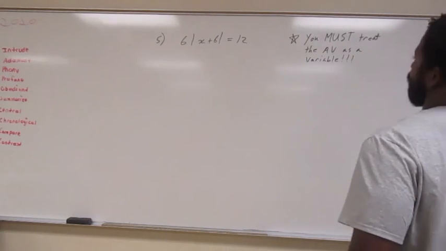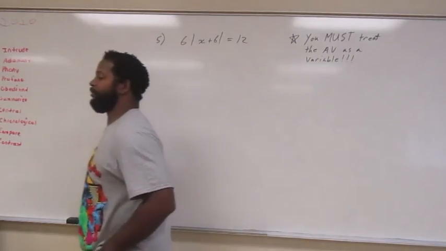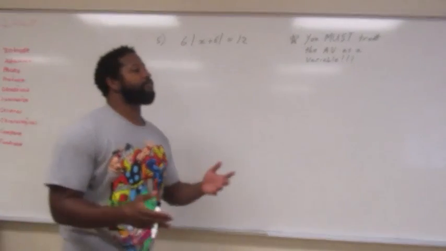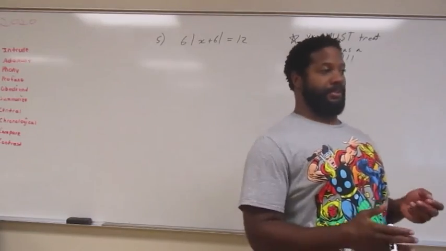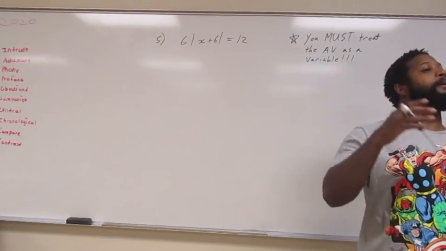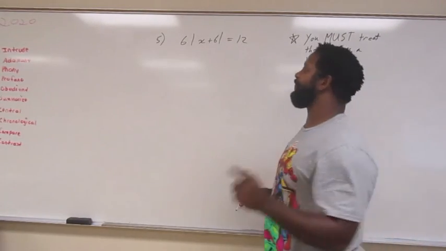Okay. You must treat the absolute value as a variable. What does that mean? Well, what is it that we're always trying to accomplish? We must get the variable by itself. There you go. Get the variable by itself.